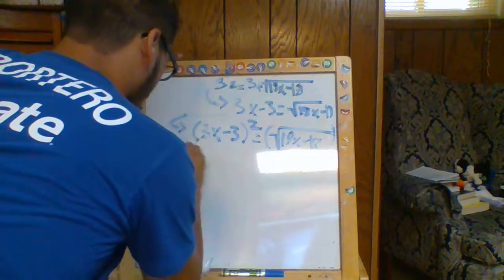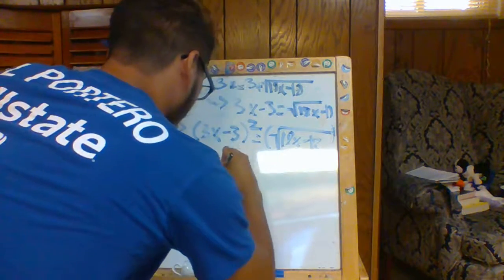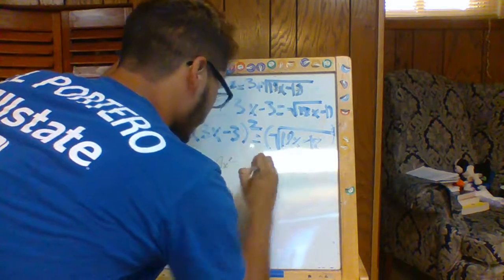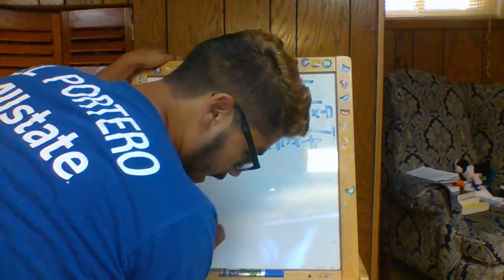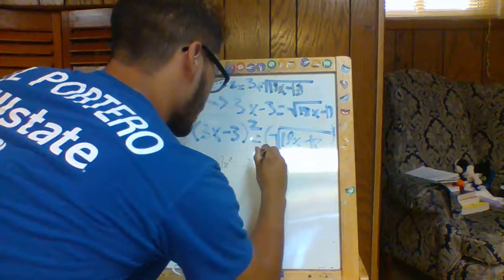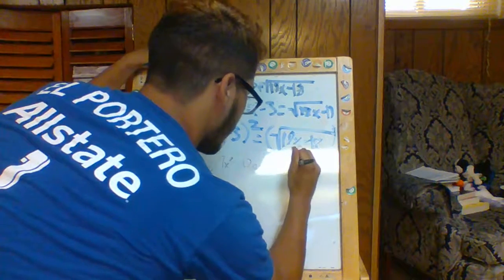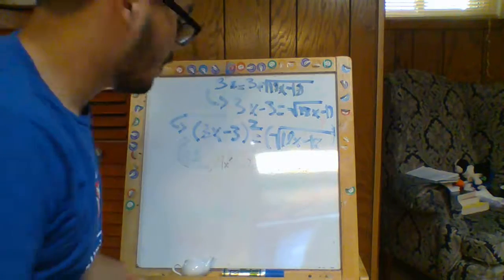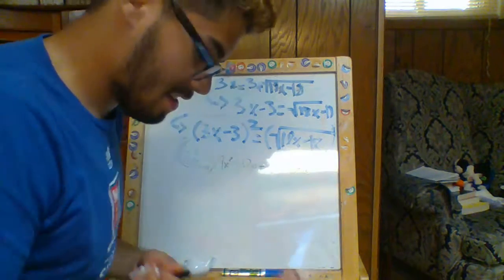Alright. So then you're gonna get 9x squared minus 18x plus 9, and it is going to equal 18x minus 18. So, can you see that?